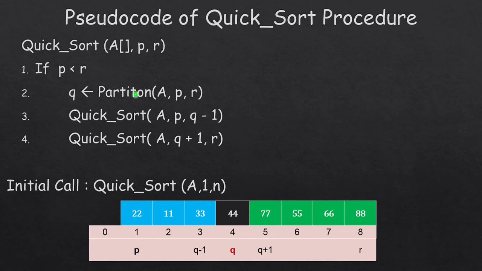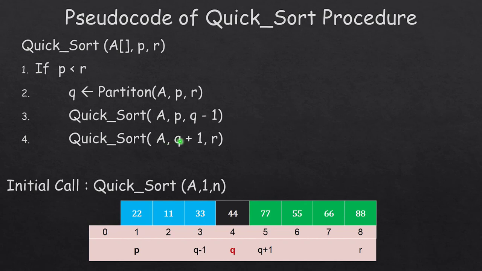So first it will execute this partition procedure. You already saw the partition procedure. In our example, the Q value returned is 4. Then I am applying quicksort here: A, P, Q minus 1. P is 1. Q minus 1 is 3. That is, we are going to apply the quicksort procedure on the left piece.